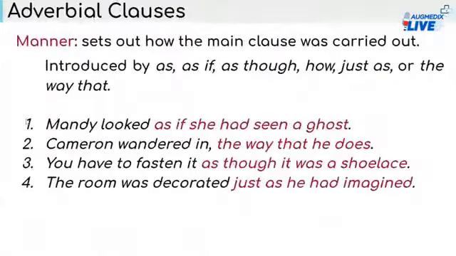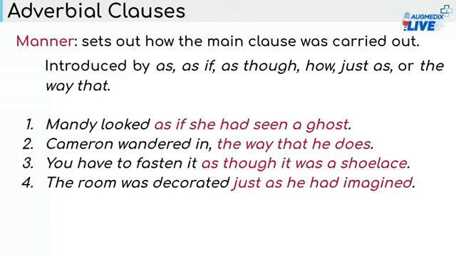Manner. Adverbial clauses that define manner. Okay? Sets out how the main clause was carried out. Now, these adverbial clauses talk about how the action in the main clause was carried out. Such adverbial clauses that talk about manner are introduced by as if, as though, how, just as, or the way that. Now, let's read the examples here.